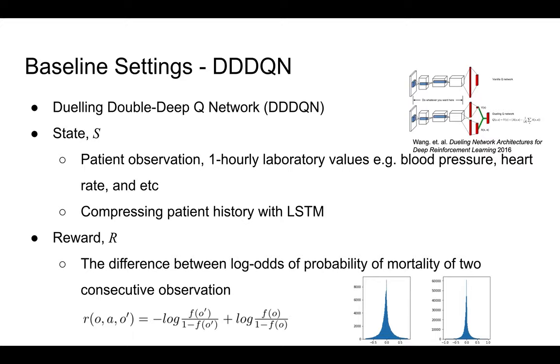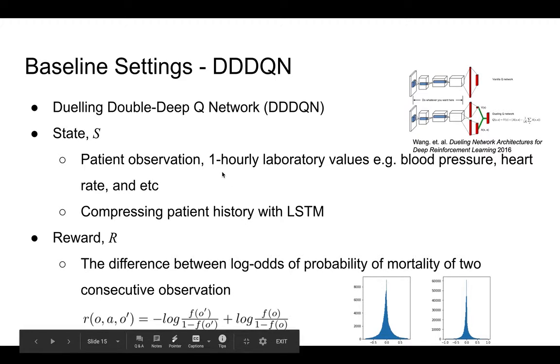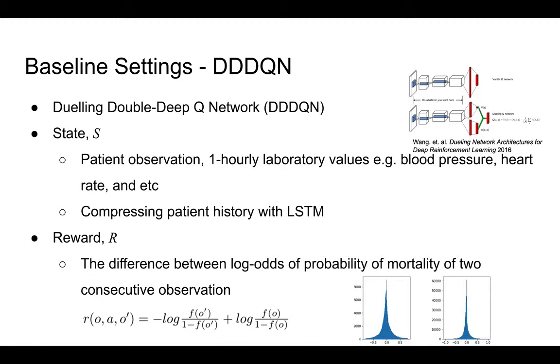So we train a dueling double deep Q network to learn how to manage sepsis. We define 1-hourly laboratory values in the EHR as our state. Then we compress patient history with an LSTM to summarize it. Reward is defined as the log odds of the probability of mortality for 2 consecutive observations.